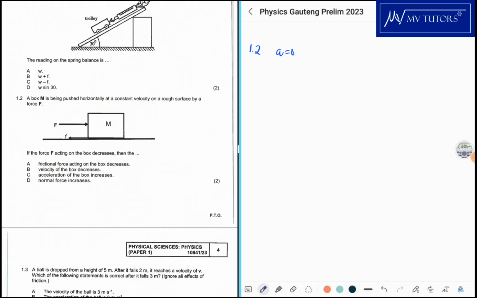B, velocity of the box decreases, most definitely. Yeah, it will decrease. So I will go with B. And the acceleration of the box increases.